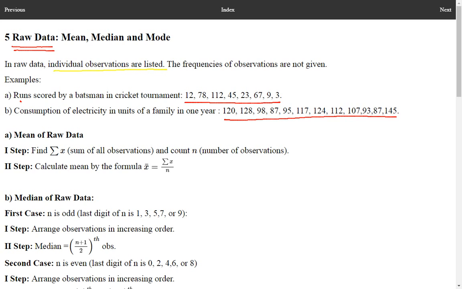So to obtain mean or arithmetic mean or average value of observations, we have to divide sum of all observations by number of observations. So the formula is x bar is equal to summation x upon n. This is sum of all observations and n is number of observations.